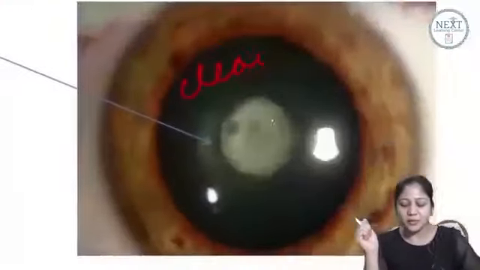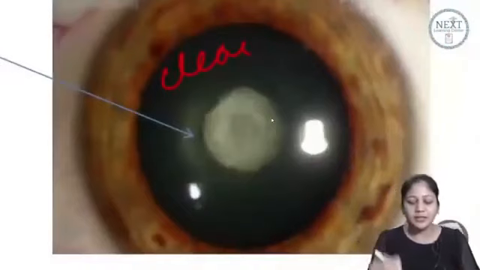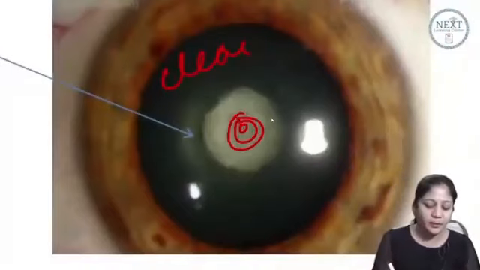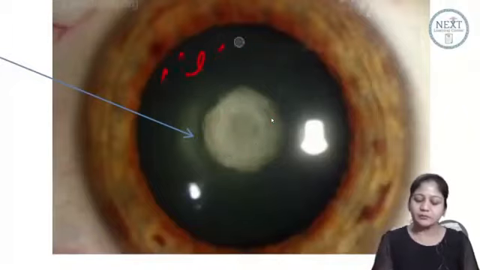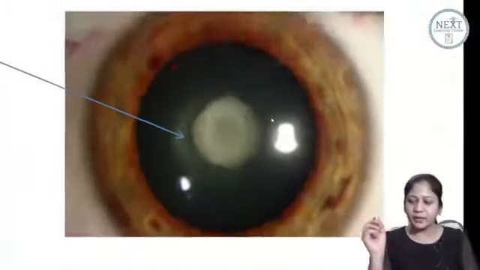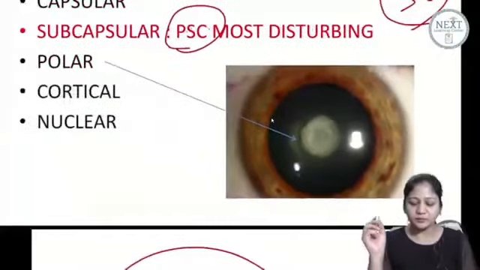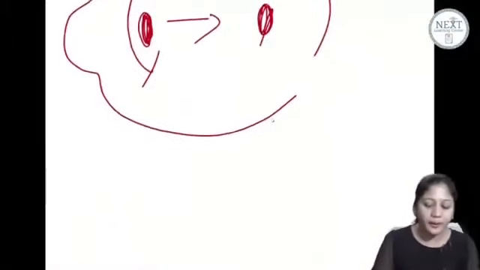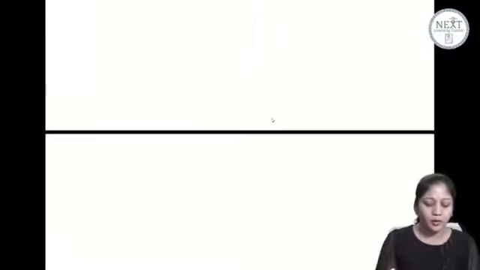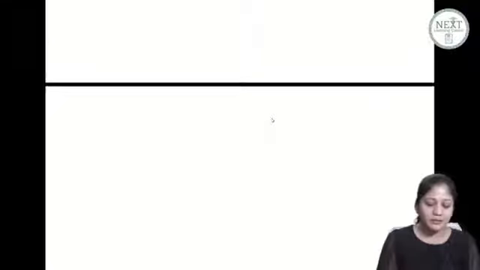And this is your posterior polar cataract. It has an onion peel appearance. Okay? Is it okay? Let's move ahead. Now here comes the most important topic for lens. This is your morphological classification of the cataract. Now we are going to read the most important topic in lens and cataract. It is your morphological classification of cataract.